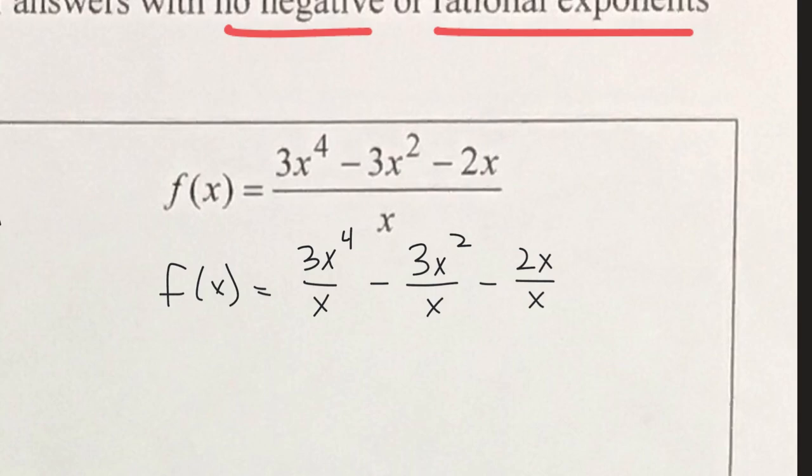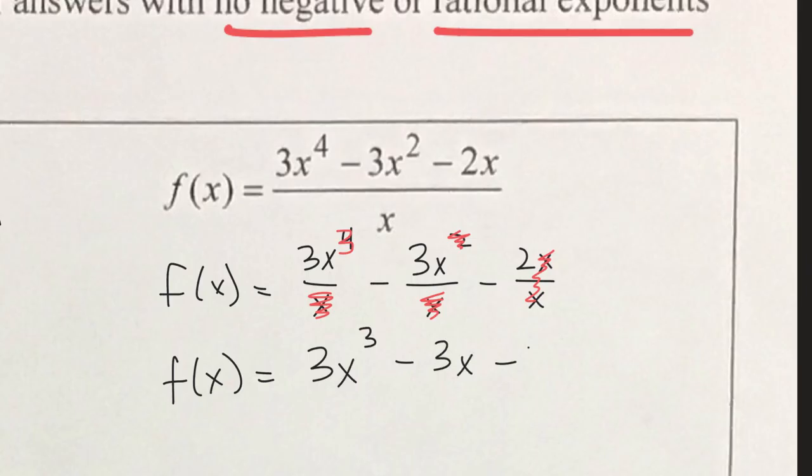So now let's simplify. 1x will cancel from all of these. So the denominator is gone and leaves me a 3 in the numerator. The denominator is gone, leaves me a 1x. And over here on our last one, the x's completely divide out. So I actually have a nice polynomial, 3x cubed minus 3x minus 2, from which to take the derivative.